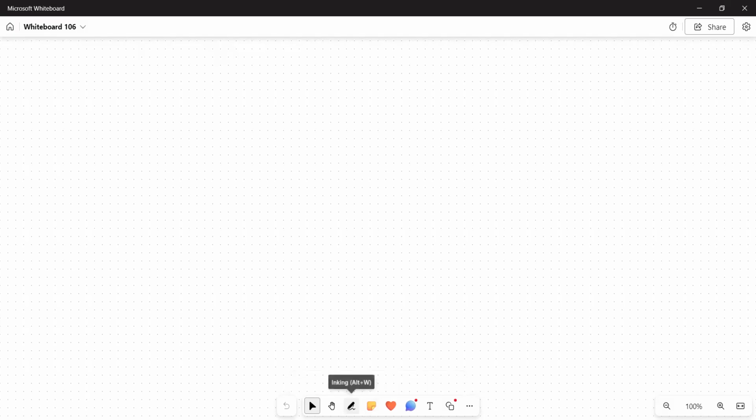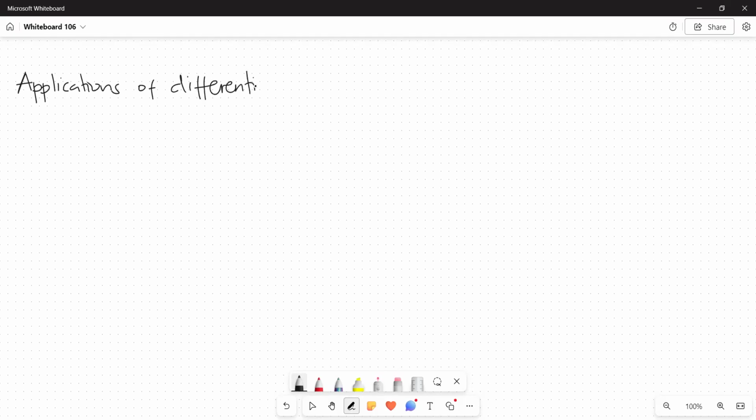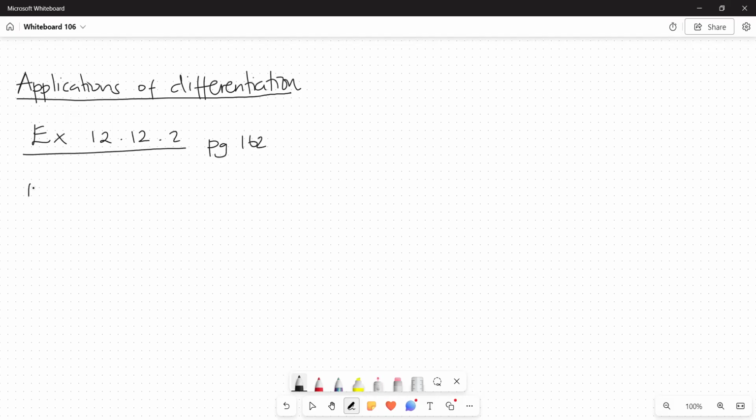Continue with curve sketching and the applications of differentiation. Okay, so we look at the questions in exercise 12.12.2. This is on page 162 of the technical. Okay, so question 1.